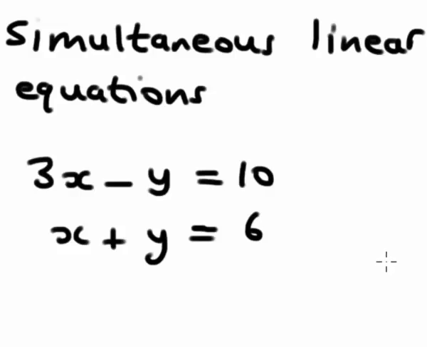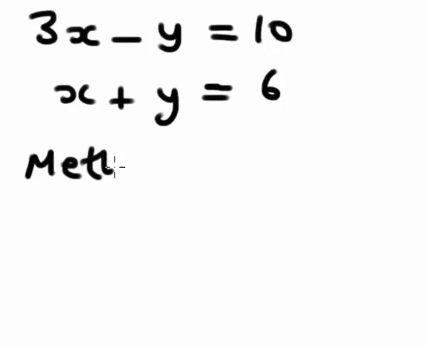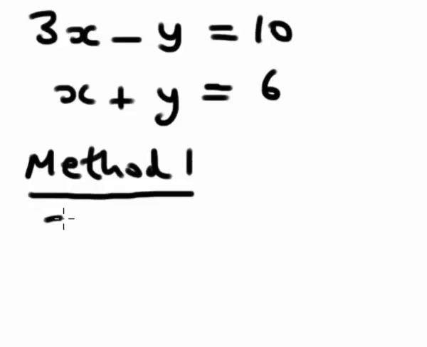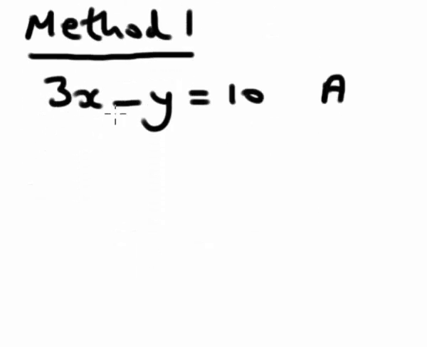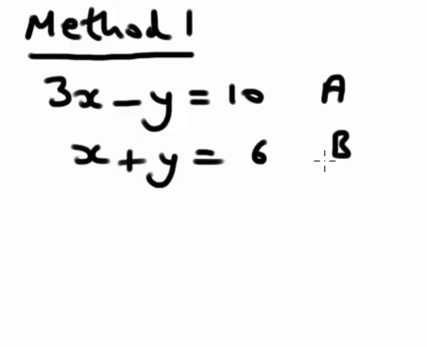Okay, now one way of doing it, there are many different ways of doing it. I'm going to use what we call the method of elimination. First, we're going to label each equation. So I'm going to call the first equation A, and the second equation, x plus y, I'm going to call B. Now, look at this.